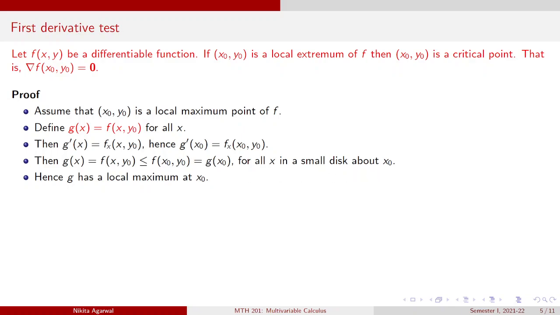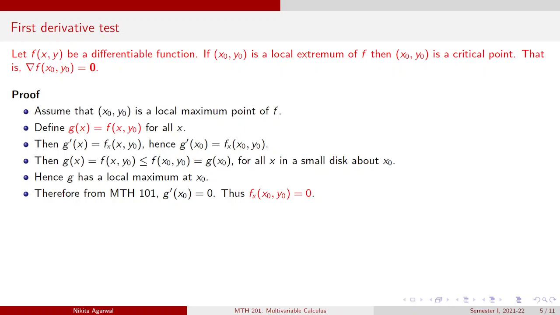Now from the first derivative test from MTH 101, you know that the derivative of g at this point has to be 0, because it's a local maximum. But we just computed g'(x0). What is g'(x0)? It's f_x(x0, y0). So therefore f_x(x0, y0) is 0.